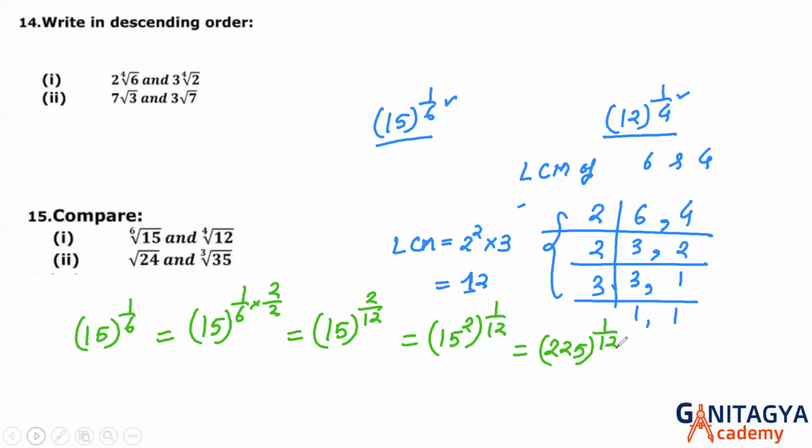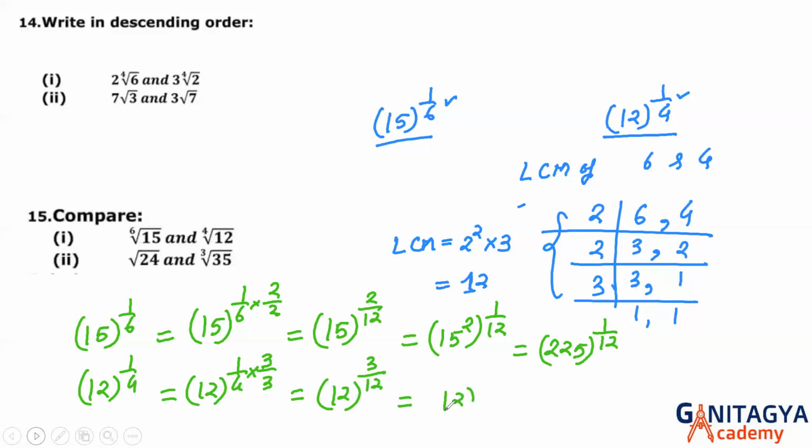Okay, now similarly, the second is 12 raised to 1 by 4. I'll multiply by 3, divide by 3. So this is nothing but 12 raised to 3 upon 12. So can I write 12 cube, and then power 1 by 12? So this is nothing but 12 cube. 12 square is 144, and 144 into 12 will come to 1728. You can solve at your end. 1728 will come and its power is 1 by 12. Okay.